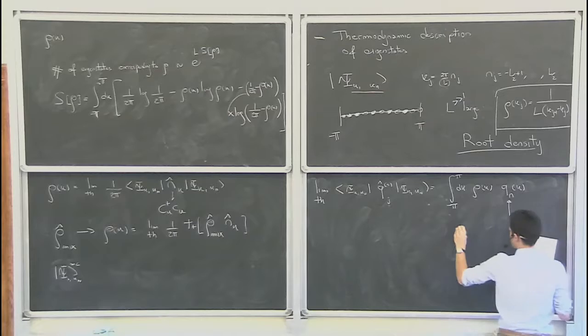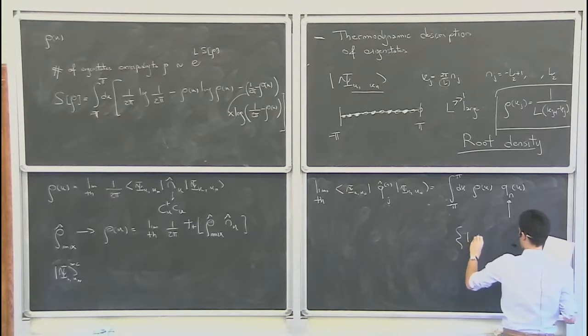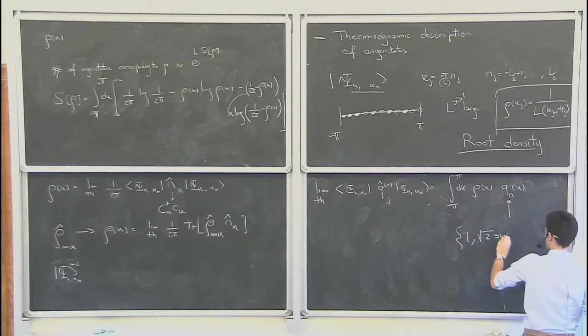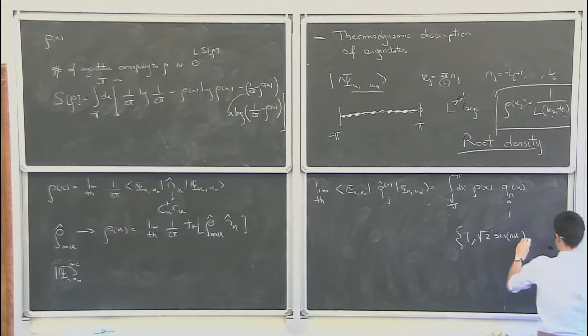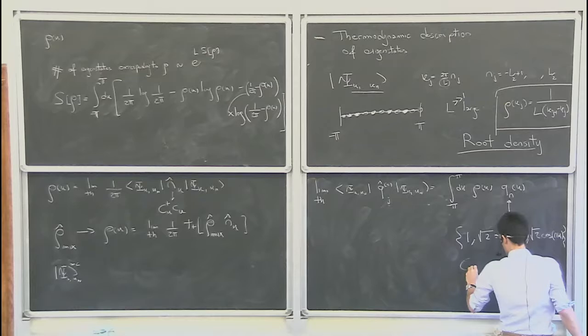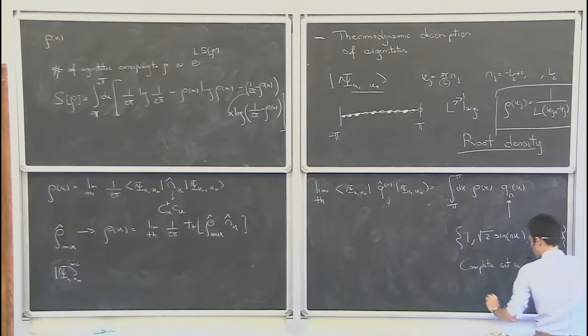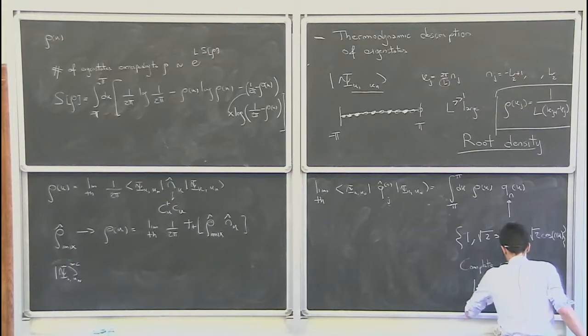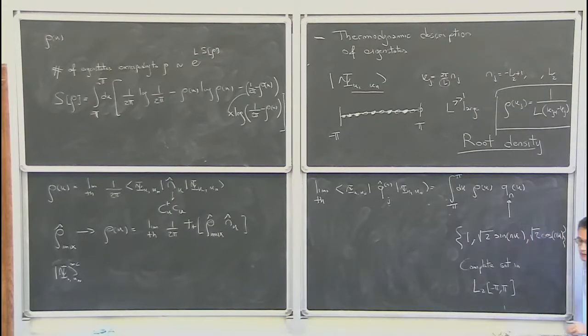Where these are nothing but 1 over square root of 2π times sine(nk) and cosine(nk). Okay? So note that this set here is a complete set in L2 of minus pi, pi. Okay? Right.